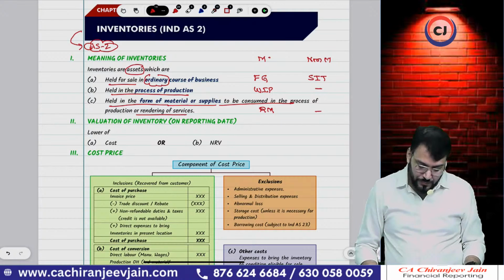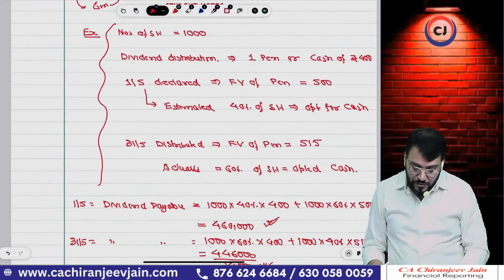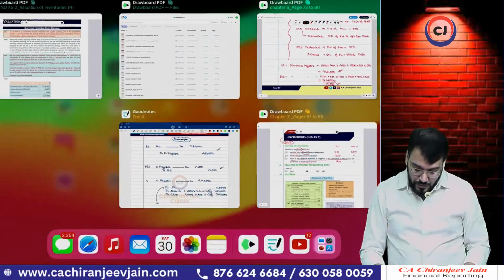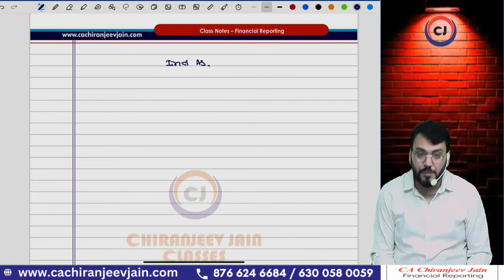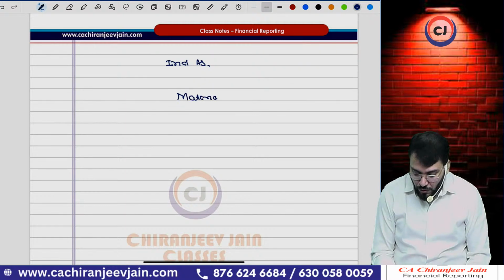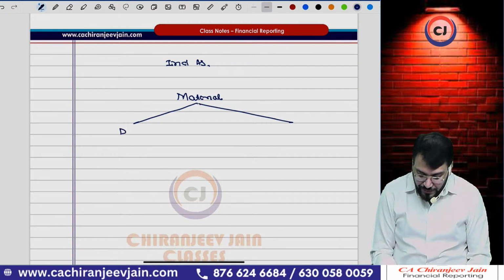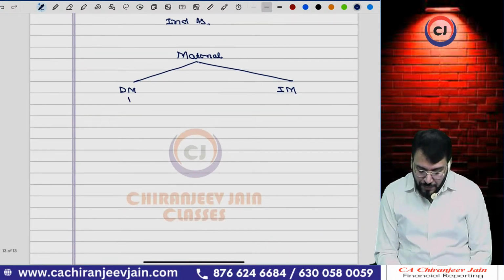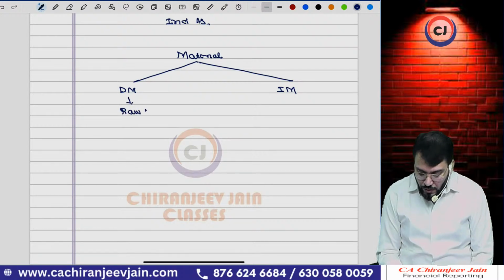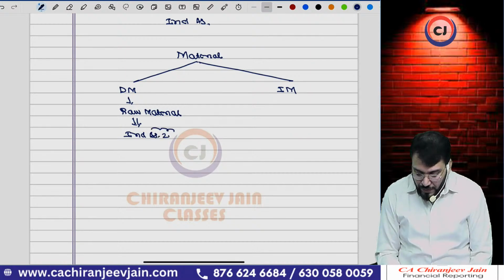Simple. But then also some point we need to understand. When I am saying material or supplies, there are actually two types of material, as you all know. One is known as direct material and one is known as indirect material. No doubt about direct material. Direct material means raw material, and for this, Ind AS 2 will be applicable.